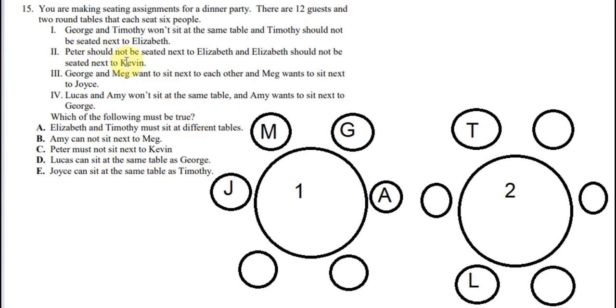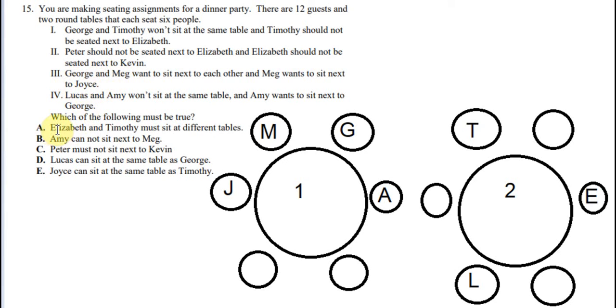Now we talk about the other people. Timothy should not be sitting next to Elizabeth, and Elizabeth should not be sitting next to Peter. So we can put Elizabeth here, and since Elizabeth should not be sitting next to Kevin, we can put Kevin on the other side, from round number 1 to number 2, but we need to separate them. So in this situation we just put it like that.